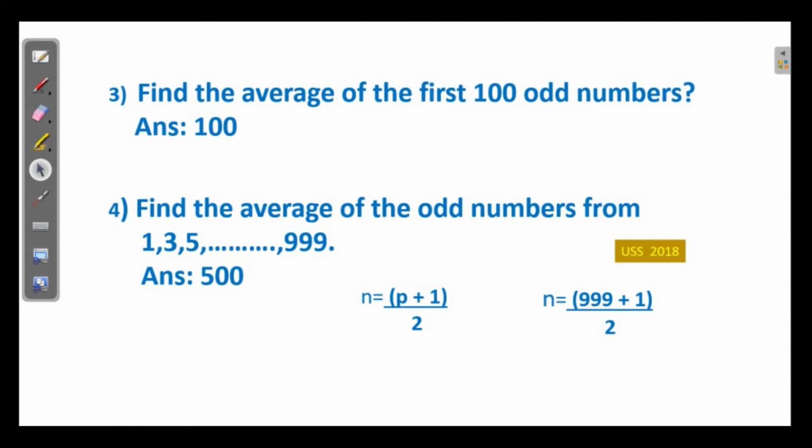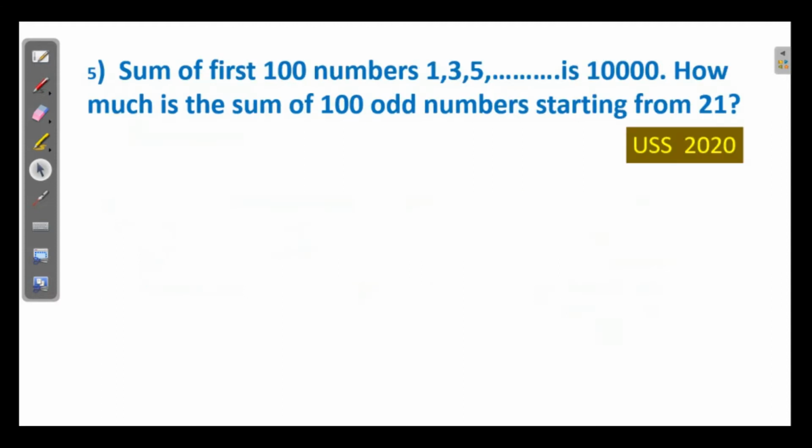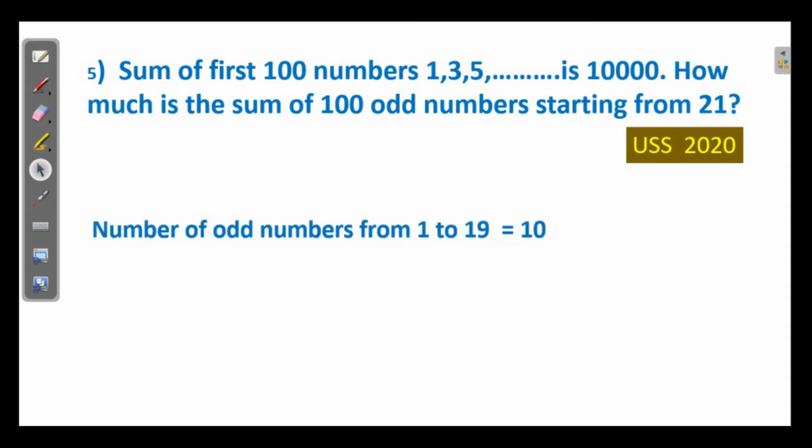Okay. Then, last question is, this is from USS 2020. Sum of first 100 numbers 1, 3, 5, etc. is 10,000. How much is the sum of 100 odd numbers starting from 21? We need starting from 21 only. So, we have to first find out how many numbers are there from 1 to 19. 10 numbers are there.